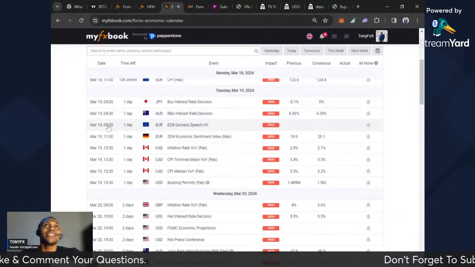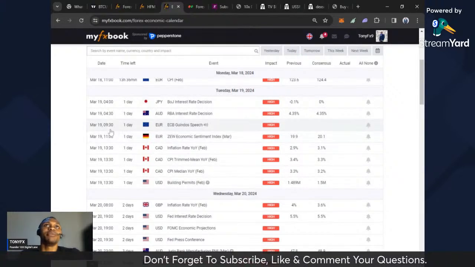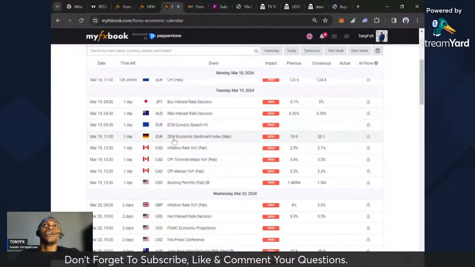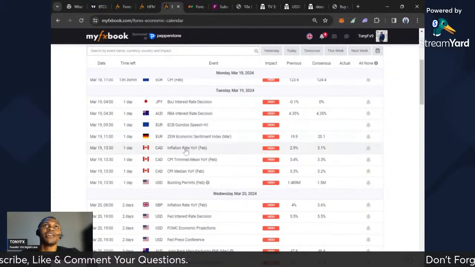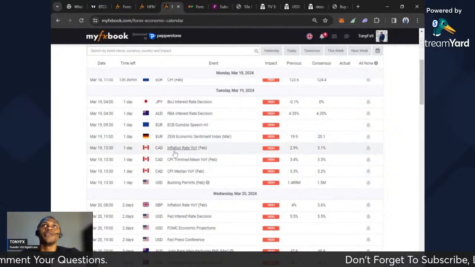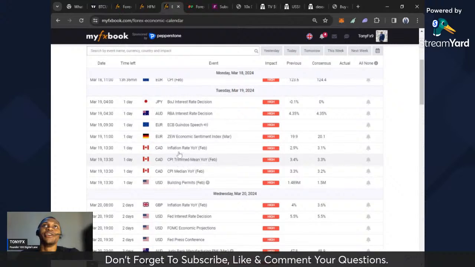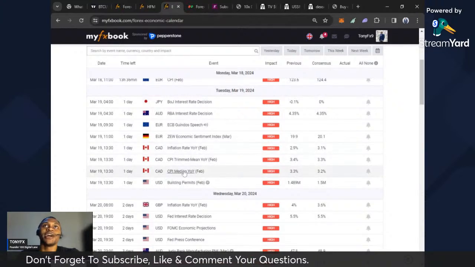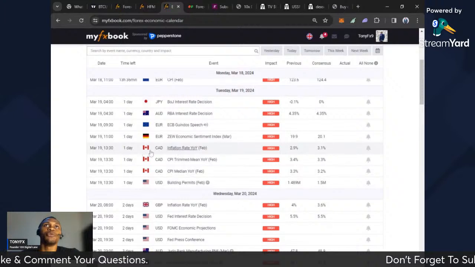So the next on the list is Euro Central Bank are speaking by 9:30 London session. Then we have economic sentiment for Germany, 11 a.m. West African time on Tuesday. Inflation rate year over year for Canada. Then CPI trim and median. This is a derivative of inflation year over year, and CPI median is a derivative of inflation rate year over year. So be watching out for inflation rate year over year.